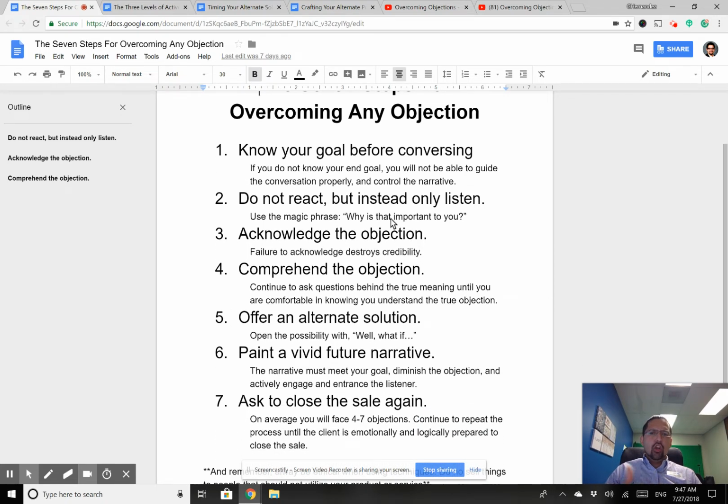Number 1, know your goal before conversing. Now, remember, that means that you have to understand what it is that you plan to achieve by the end of that conversation. Don't ever go into a conversation, into a negotiation, into any scenario without understanding what your end goal is. You may not always get exactly what that end goal is, but if you know what that is, you can start to work in that direction.